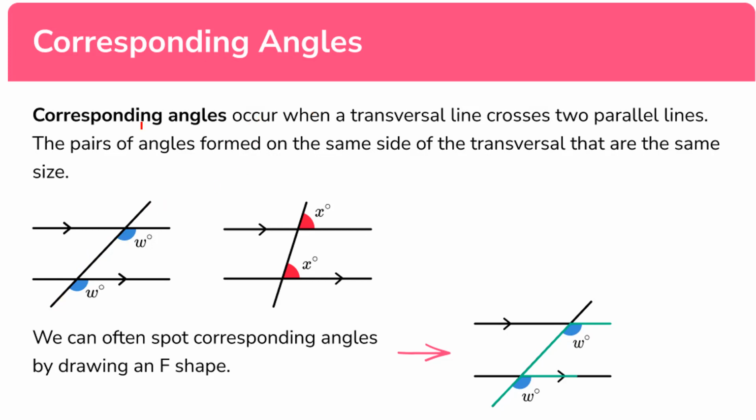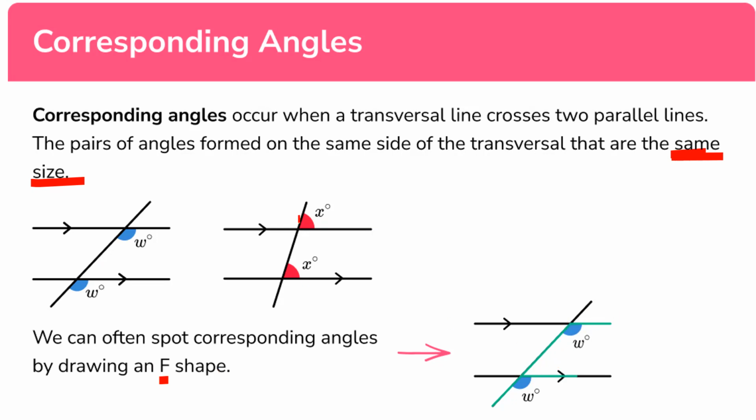It says corresponding angles occur when a transversal line crosses two parallel lines. The pairs of angles form on the same side of the transversal. So it's important to note that corresponding angles are on the same sides, so they are equal to each other, all right? And so when we're doing corresponding angles, the shape to remember is the F shape. Okay, that's the shape to keep in mind.